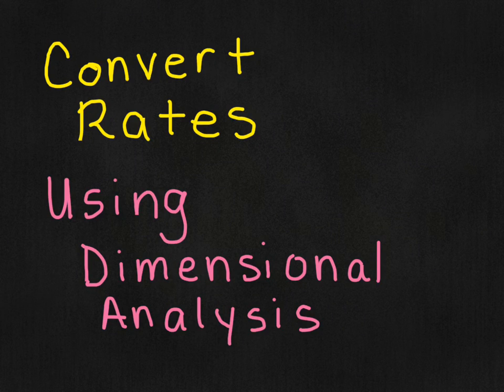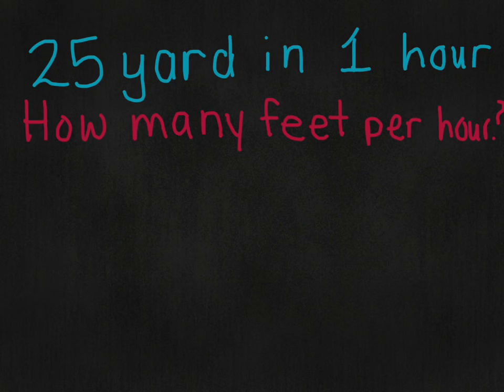Today's lesson is on converting rates using dimensional analysis. So first you'll be given a rate, and in this case the rate you are given is 25 yards in an hour. So you'll take that rate and you'll write it as a ratio. So we'll do 25 yards in 1 hour.